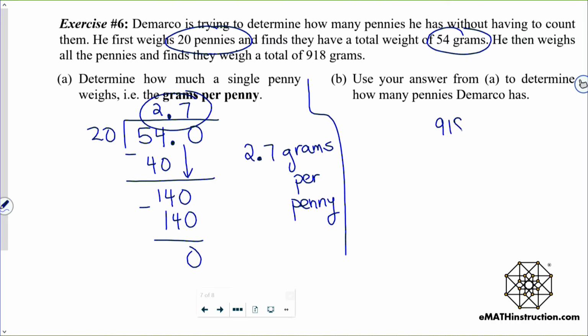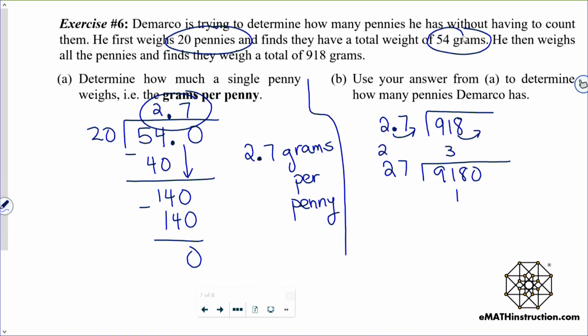All right, so he has 918 divided by 2.7. But this is where we're going to use our algorithm and move that decimal point one place to the right. So instead of having 918 divided by 2.7, we have 9,180 divided by 27. So here we go. We're going to think about this as how many times does 27 go into 91? That should be 3 times. 3 times 7 is 21. Carry the 2. 3 times 2 is 6. Plus 2 more gives me 81.